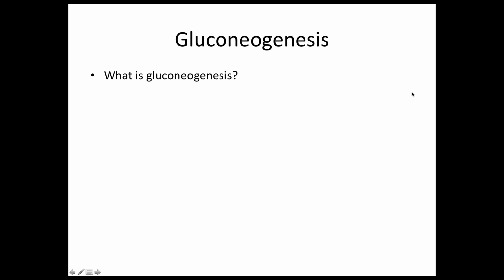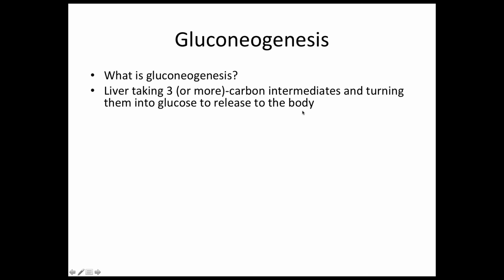Gluconeogenesis. So what exactly is gluconeogenesis? Basically, you're taking intermediates that have 3 carbons or more and turning them into glucose so that you can release it to the body. This is the liver doing this. And again, as a reminder, whenever they ask where a biochemical process takes place, if you said the liver, about 90% of the time you'd be right. The liver is where glycogenesis happens, gluconeogenesis, glycogenolysis, fatty acid synthesis, so many of the different biochemical pathways happen in the liver. So this is no exception.